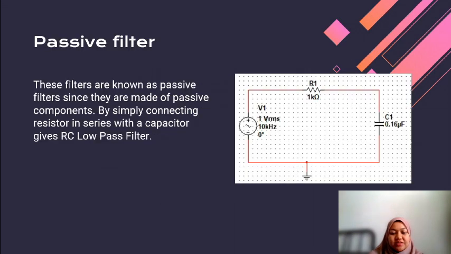Next is the passive filter. These filters are known as passive filters since they are made of passive components, simply connecting a resistor and capacitor in series with the capacitor. This is the RC low pass filter.